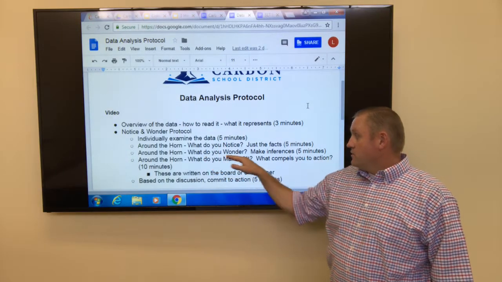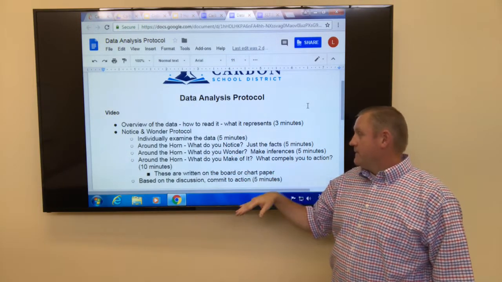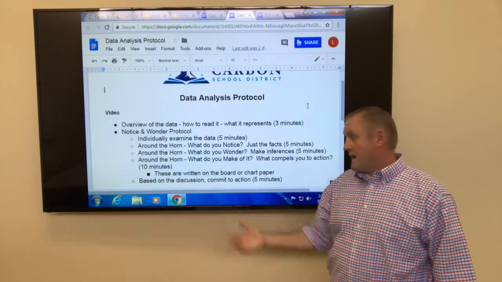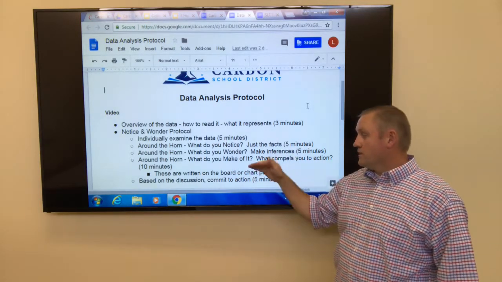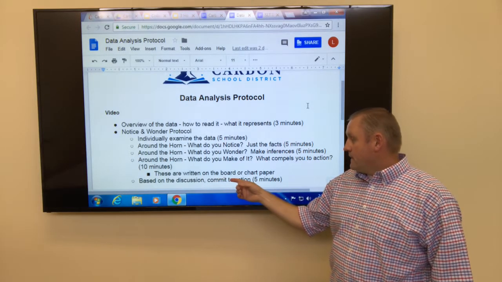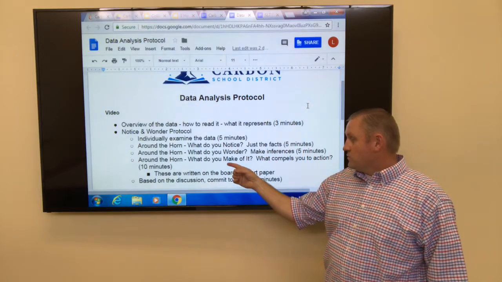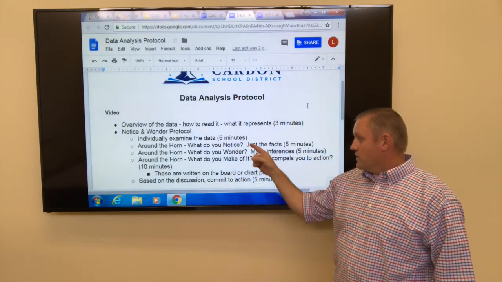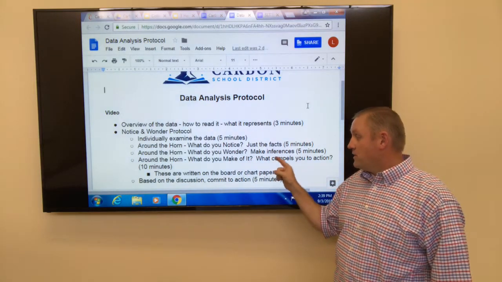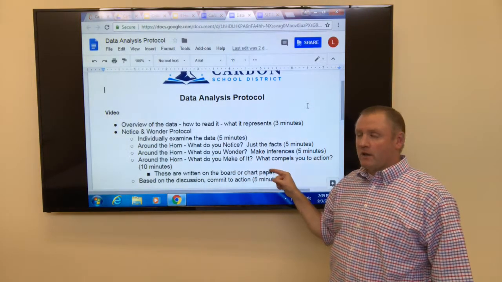So then you move up to wonder, and then what do you make of it? What compels you to action? You can see we're slowly moving up the ladder of inference. We make sure on this last one, we don't write the other ones on the board, what you notice and what you wonder. We don't need to write those, but this one, what you make of it, what compels you to action, that needs to be recorded.